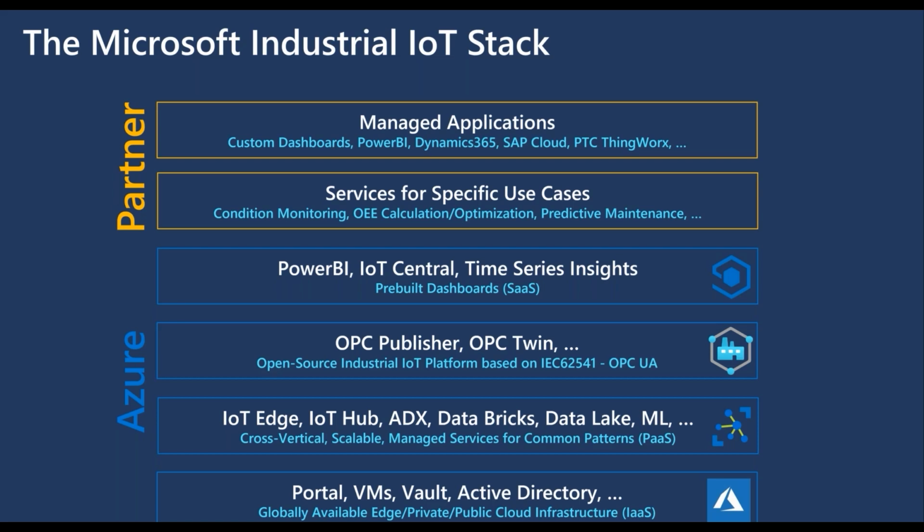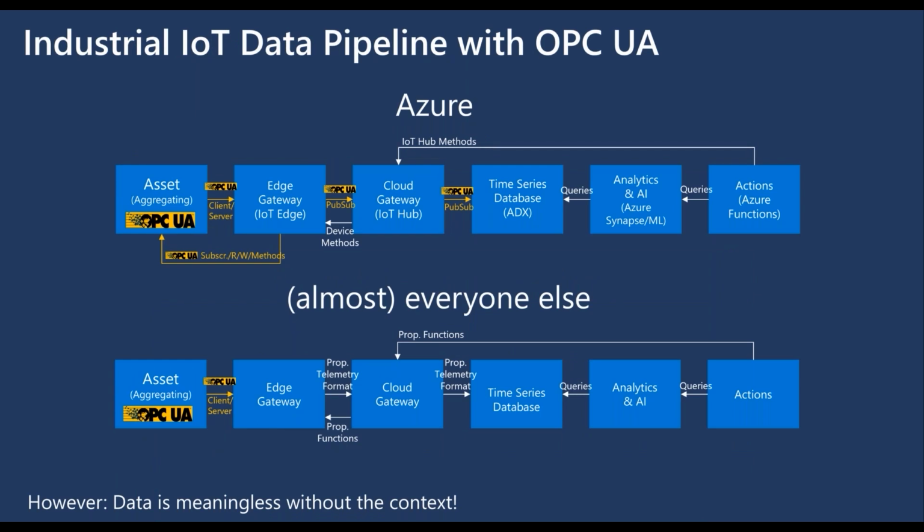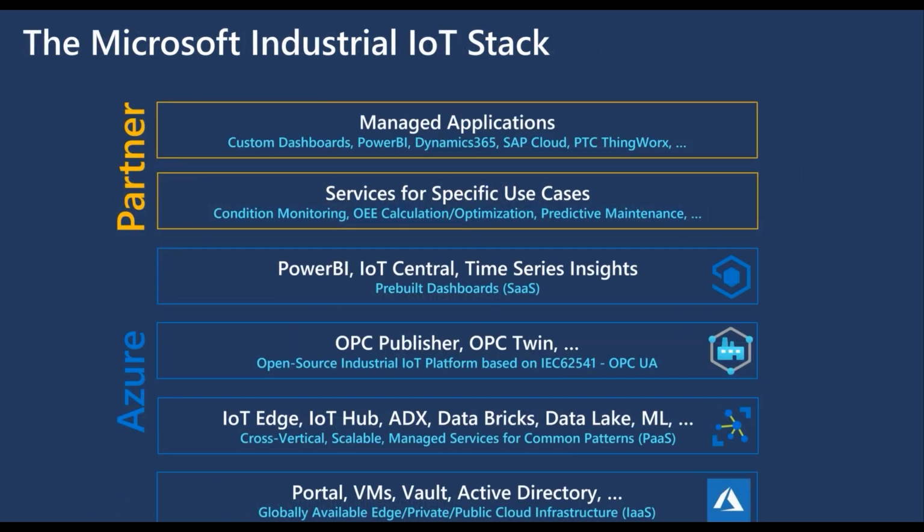And of course, as we have a huge partner ecosystem, they are also leveraging those layers. They pick one and leverage it. They can leverage multiple layers at once, of course, and they are the ones that build the specific services for the industrial use cases and managed applications as well. So the SAP Cloud or PTC ThingWorx, Siemens MindSphere, they are great examples of some of the partners that we have running on this.